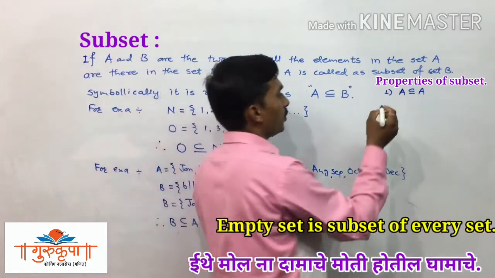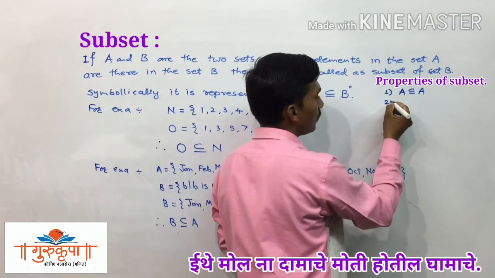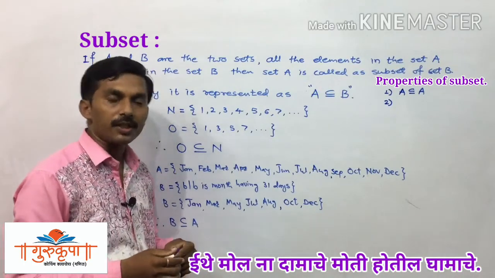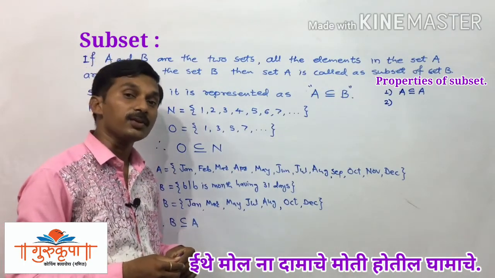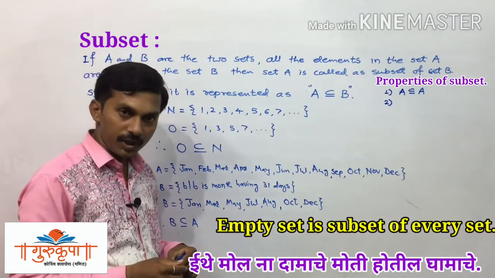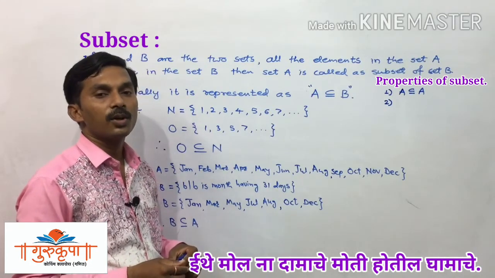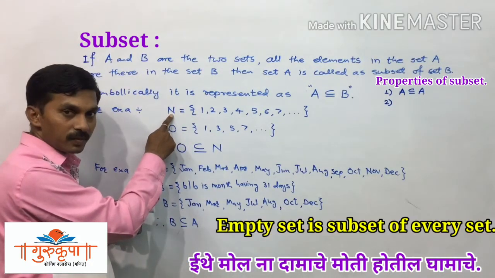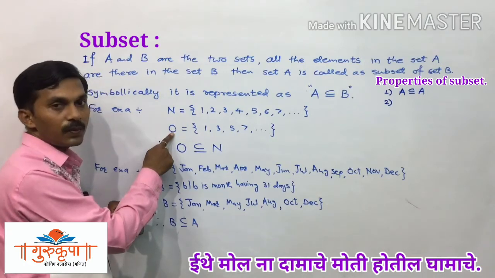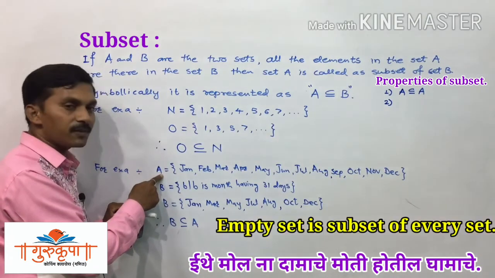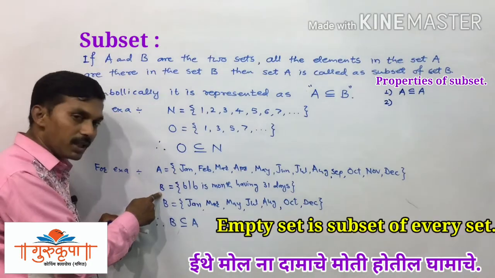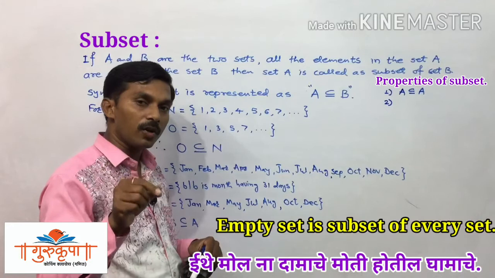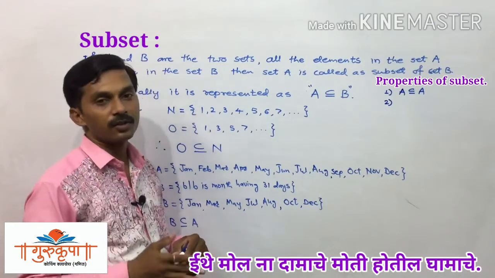Then we have second property, empty set. Empty set is subset of each and every set. Empty set is subset of n. Empty set is subset of O. Empty set is subset of A. Empty set is subset of B. Empty set is subset of each and every set.